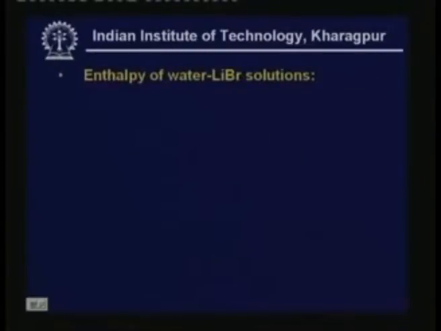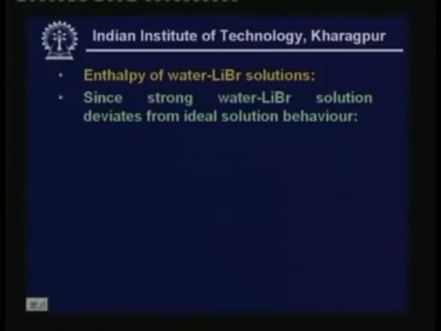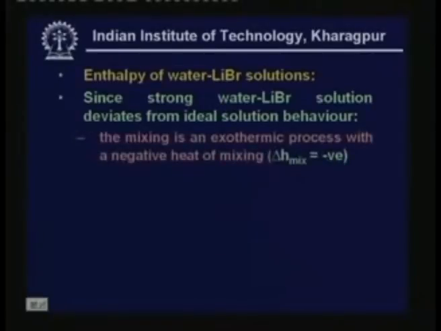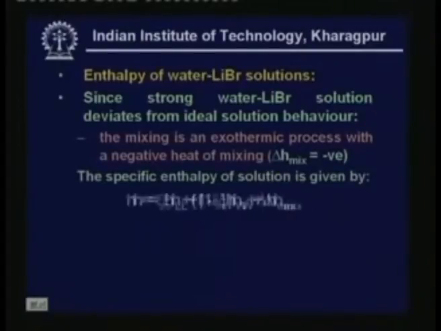Now let us look at another important property, that is the enthalpy of water lithium bromide solution. Since strong water lithium bromide solution deviates from ideal solution behavior, you will find that the enthalpy equation is given by the following formula: specific enthalpy h is equal to zeta into hL plus 1 minus zeta into hW plus delta h mix, where zeta, as you know, is the mass fraction of anhydrous lithium bromide, and hL is the specific enthalpy of anhydrous lithium bromide at that particular temperature, and 1 minus zeta is the mass fraction of water, and hW is the specific enthalpy of water at that particular temperature.